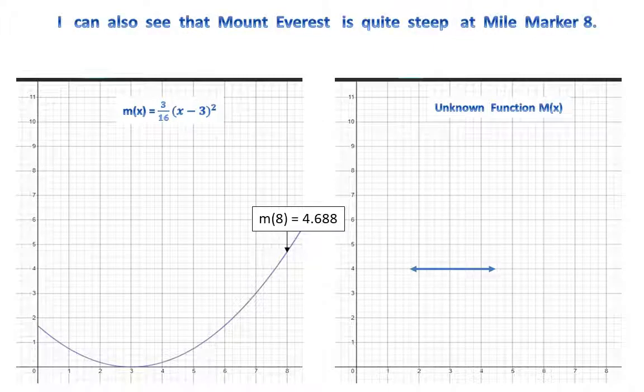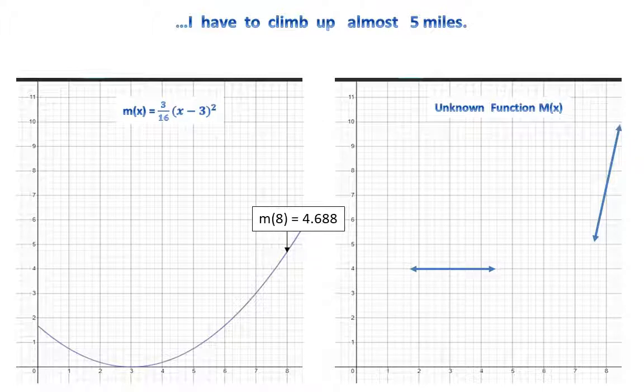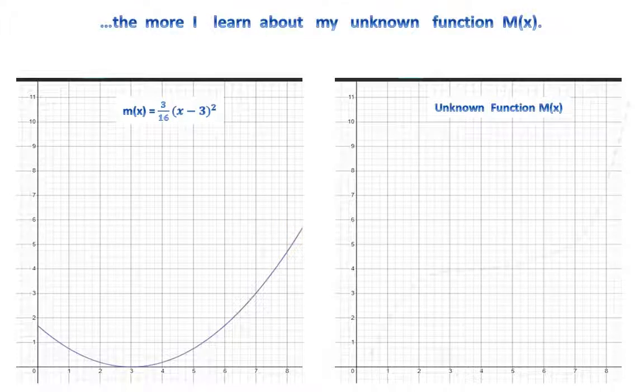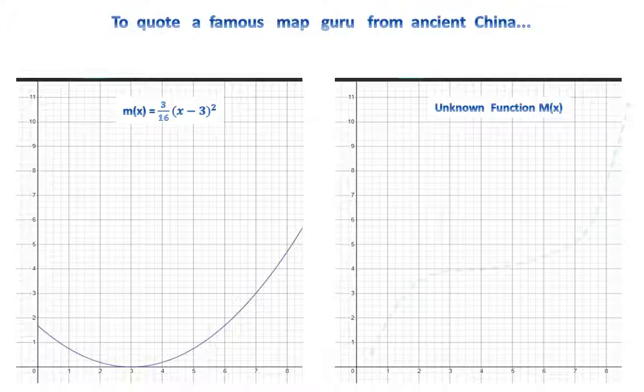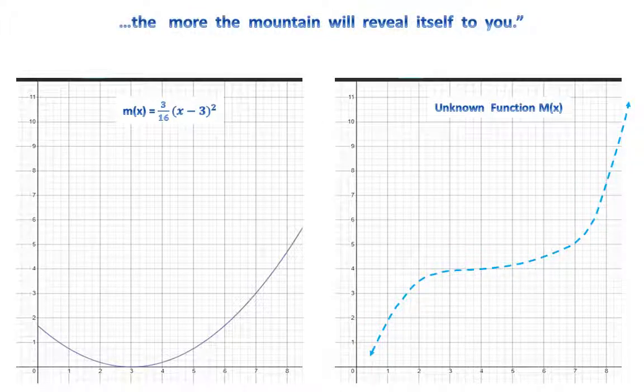I can also see that Mount Everest is quite steep at mile marker 8. For every mile I walk toward the summit, I have to climb up almost 5 miles. In fact, the more I look at little m of x, the more I learn about my unknown function, capital M of x. To quote a famous map guru from ancient China, the more you study the map, the more the mountain will reveal itself to you.